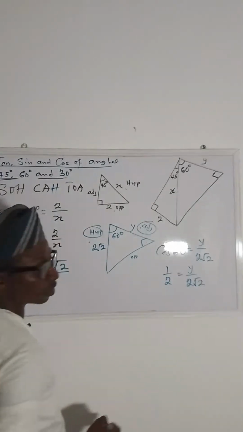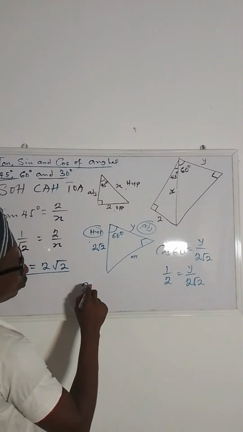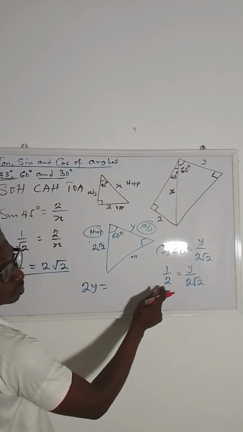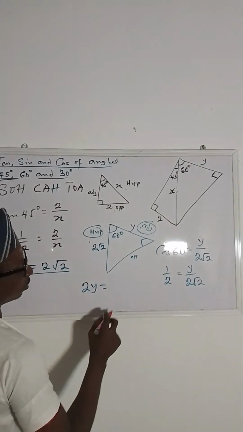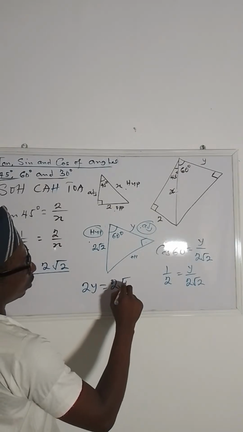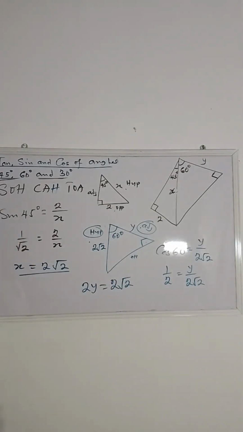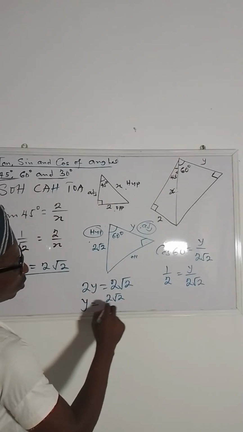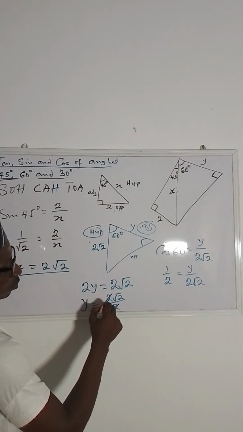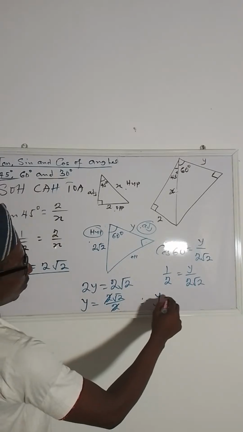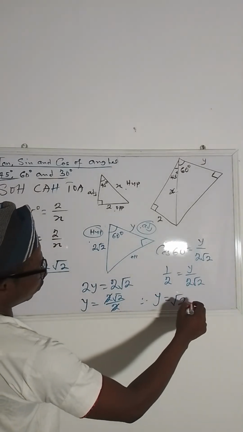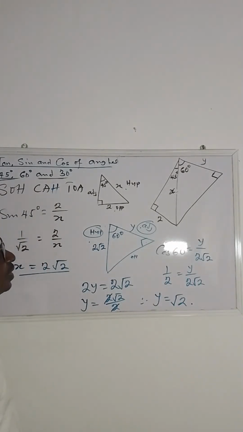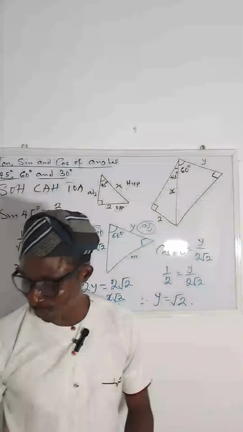So you can cross multiply. We have 2y equals, y times 2 is 2y. So 1 times 2 square root of 2, you have 2 square root of 2. So here you can divide both sides by 2. We have y equals 2 square root of 2 over 2. So 2 cancels 2. Therefore, y equals square root of 2. And that is going to be the answer to the problem.